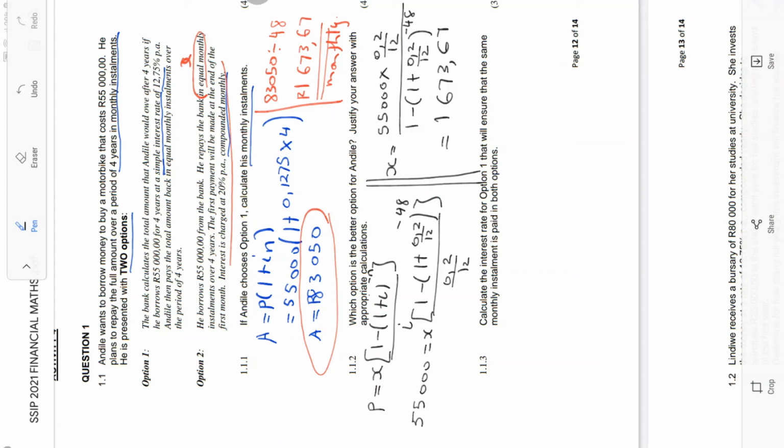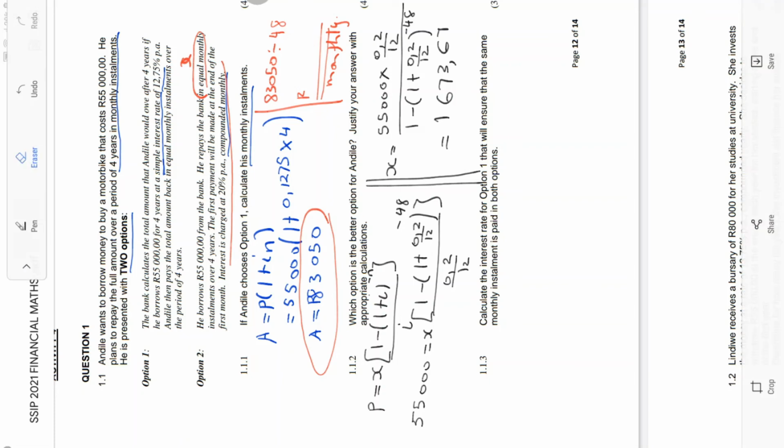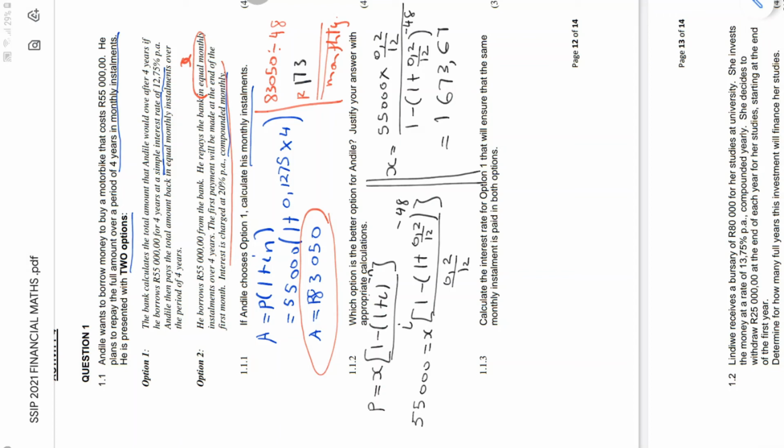Actually, we need to go back to question 1.1.1. The monthly payment is not 1,6... Sorry about that. It's a human error. The monthly payment is supposed to be 1,730.21.